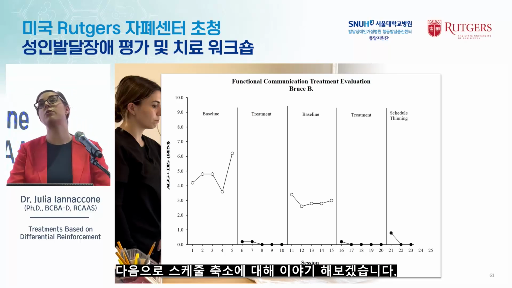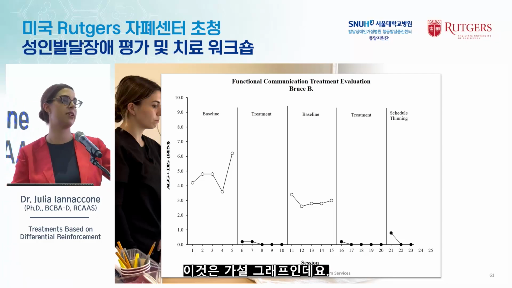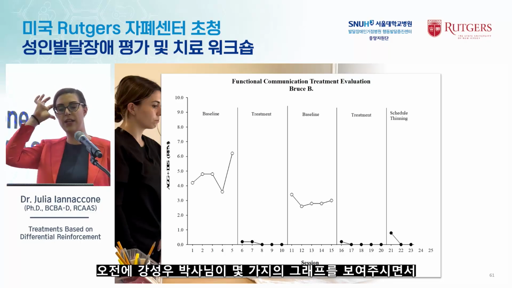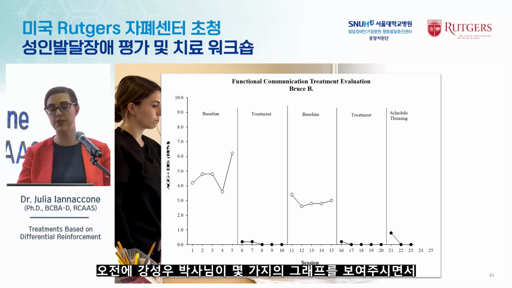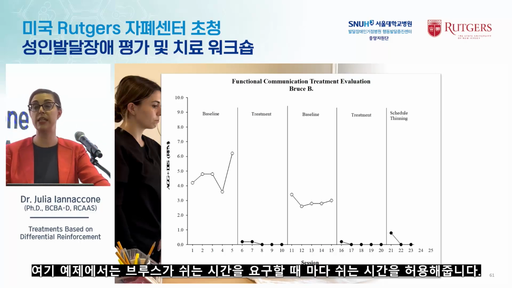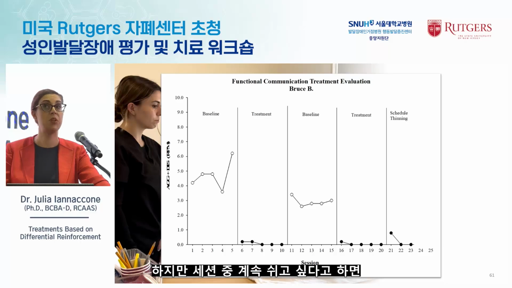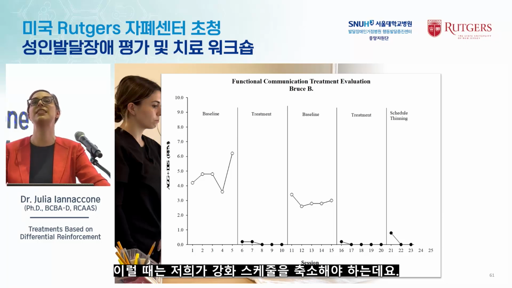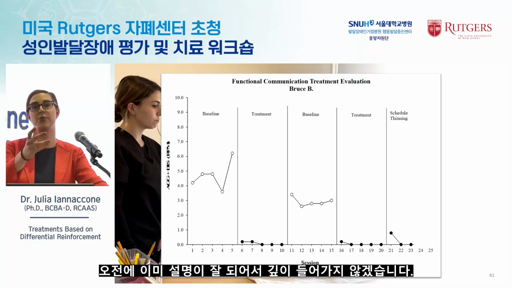So then we do schedule thinning. This is just a hypothetical graph. Usually schedule thinning is a lot longer. Sung-Woo showed us a couple of graphs of schedule thinning, and he also mentioned why we would do it. So in this example, every time Bruce says, "I want a break, please," he gets a break. If he's asking for a break the entire session, he's getting no work done. So at some point, we have to thin the schedule of reinforcement. And I'm not going to talk about how to do it because Sung-Woo already did a great job of how to do that this morning.